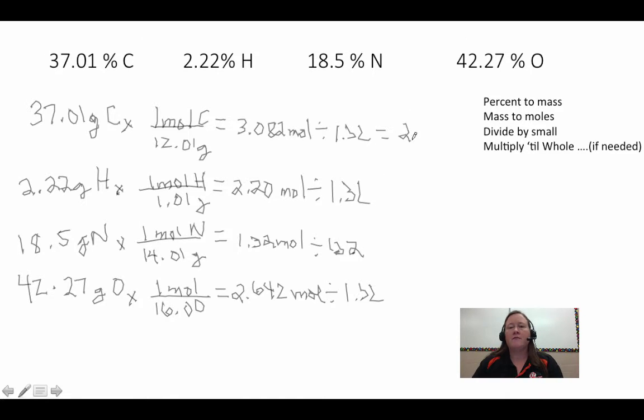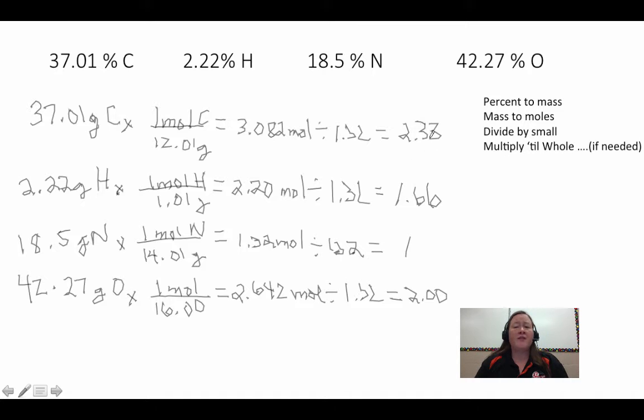2.33, which is not a whole number, and it's not even close to a whole number. This one equals 1.66, also not a whole number. This one equals 1, that was easy, and this one equals 2.00. Okay, so at this point I do not have whole numbers, so I need to multiply till whole.